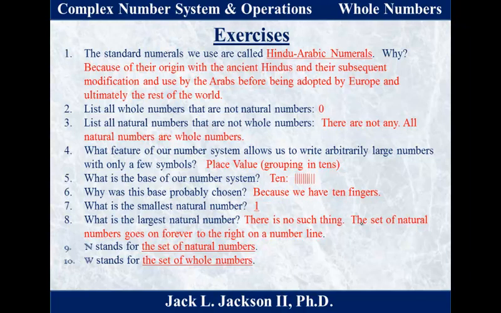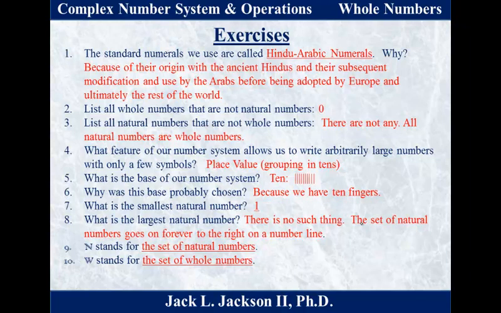What feature of our number system allows us to write arbitrarily large numbers with only a few symbols? Place value does this. The idea that we group in some group, in our case in the base of 10, so group in tens. And then we group 10 tens, and 10 of those, and 10 of those, 10 of those. And we just keep grouping in higher and higher groupings of 10.